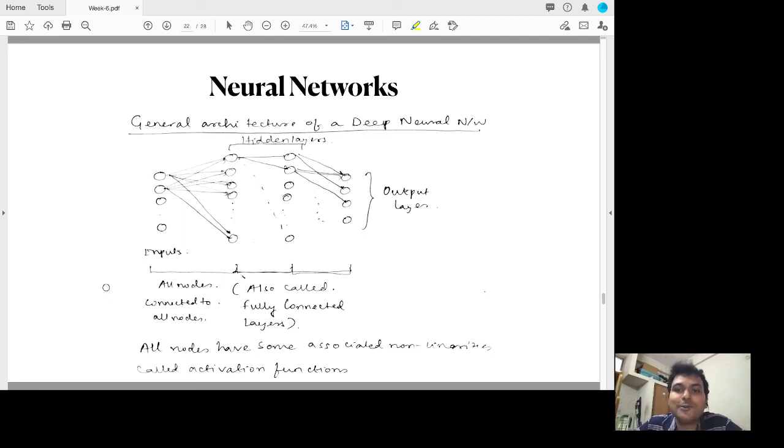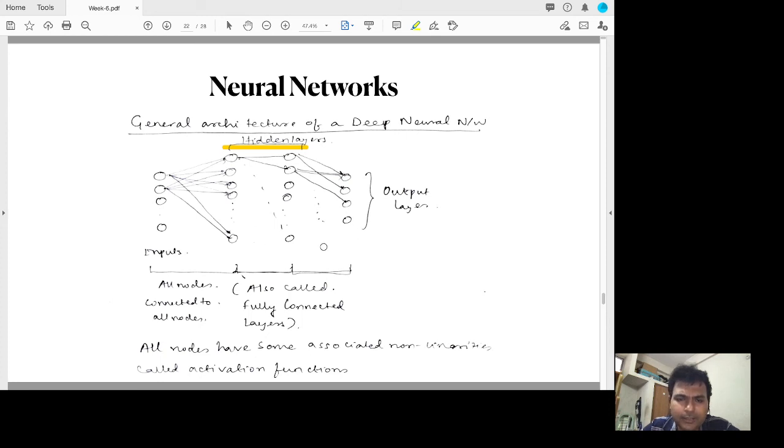But since neural networks is the lecture content for this week, this is one such neural network. I've drawn it very badly, but you have some inputs, and you will have some hidden layers. These are the two hidden layers, and this is the output.